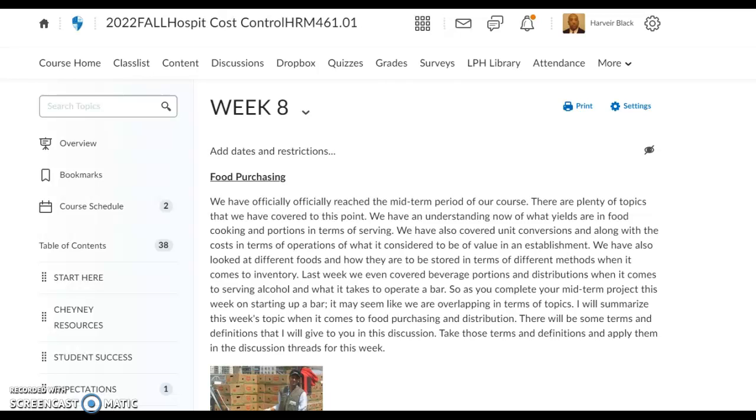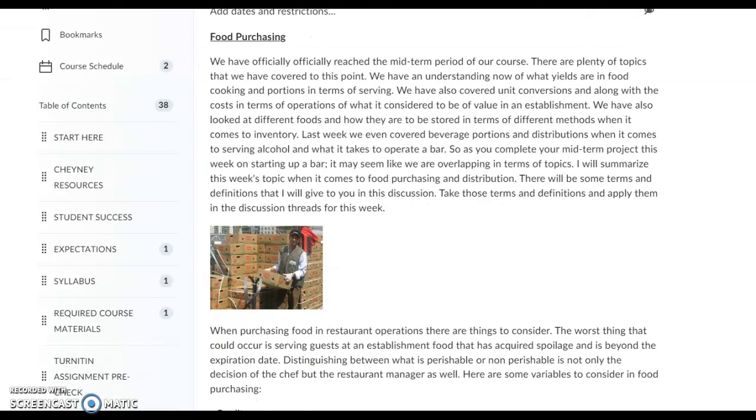Also, once you purchase those, you have to think about your operating cost when it comes to inventory. Inventory cost can make or break an establishment. Of course, you don't want to purchase too much in terms of perishables, because perishable items have a very high spoilage rate. And you have to, for the most part, prepare those items and serve them to your customers within a short time frame to avoid spoilage. So these are the topics that we're going to be covering this week when it comes to food purchasing.